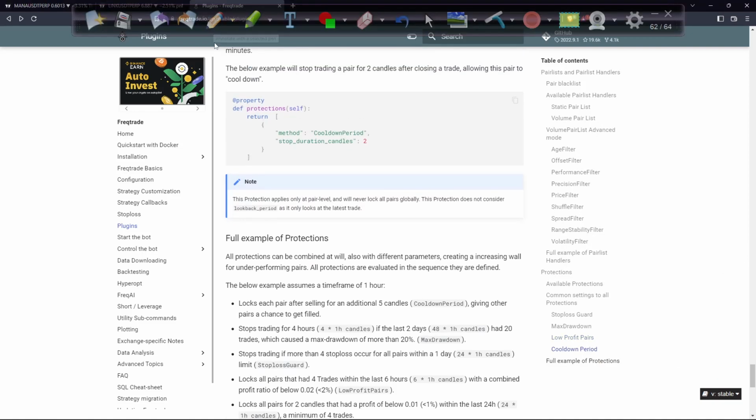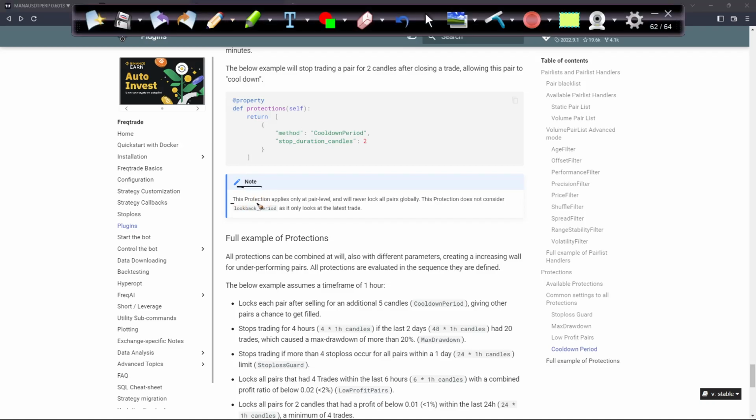And now let's look at the note here. This protection applies only at per pair level and will never lock all pairs globally. This protection does not consider look back period, as it only looks at the latest trade. So that's also important. That's a good note.